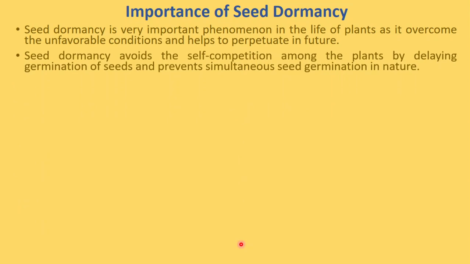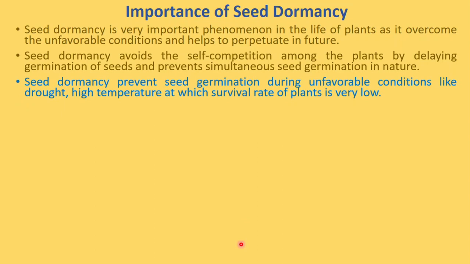Seed dormancy avoids the self competition among the plants by delaying germination of seeds and prevents simultaneous germination in nature. It means some seeds will germinate earlier, some seeds will germinate later. So simultaneous seed germination will be prevented, and there will be prevention of self competition in those plants and all plants survive.